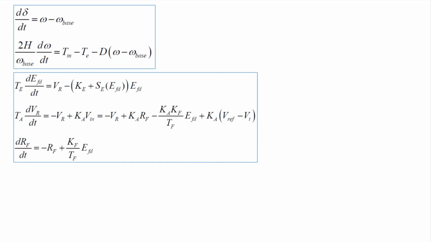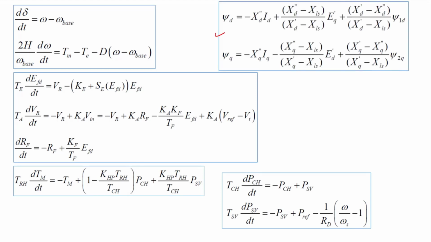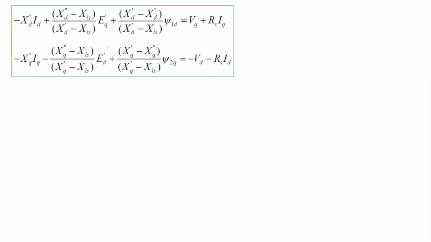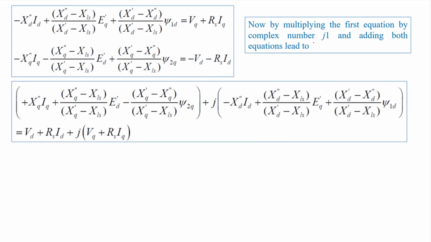And obviously the exciter equations, then the turbine equations, and along with that the stator algebraic equations, right? Okay, so now this is the complete set of equations which represents the subtransient model, right? Now substituting psi d and psi q in these two equations, what will we get? We get it just by substituting these values. Instead of psi d we substitute vq plus r s iq. Instead of psi q we substitute minus vd minus r s id, right? So now by multiplying the first equation by J1 and adding both the equations, what will we get? We get this equation, right?